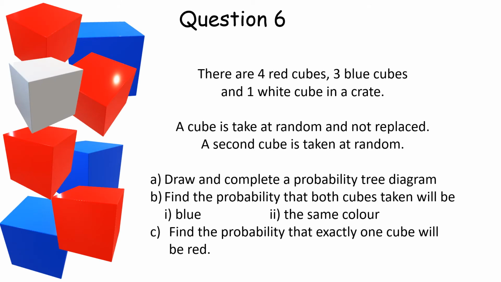Question 6. There are 4 red cubes, 3 blue cubes and 1 white cube in a crate. 1 cube is taken at random and not replaced, and then a second cube is taken at random. Draw and complete a probability tree diagram. Find the probability that both cubes taken will be blue, and then find the probability that both cubes taken will be the same colour. Also, find the probability that exactly 1 cube will be red.